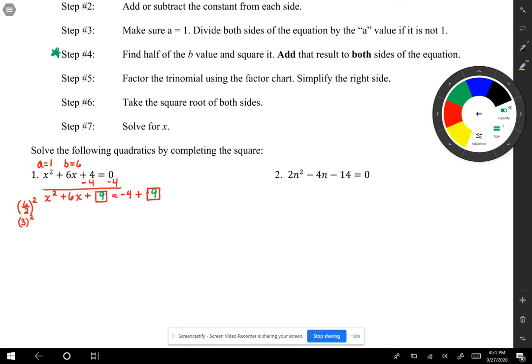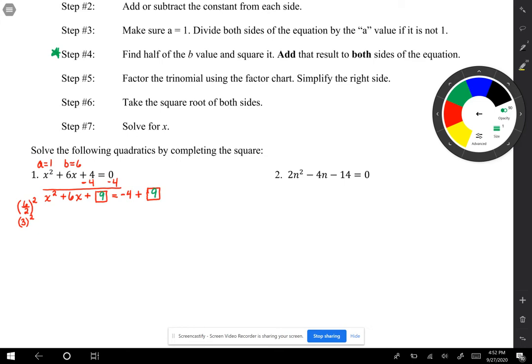It says add. Notice I bold printed add. That's why I said put a plus sign. It's always going to be a plus sign and then draw your square. Add that result to both sides of the equation. Why is it add? Because when you square something, even if it's a negative number, it's positive.